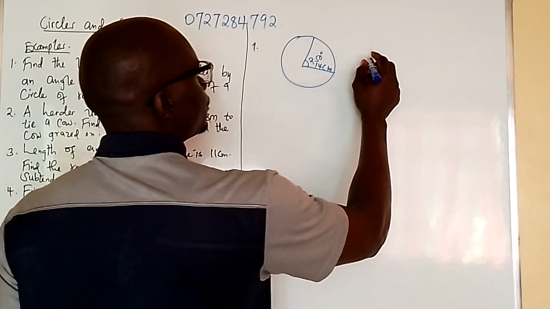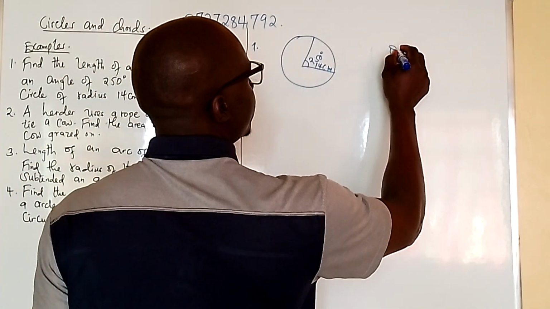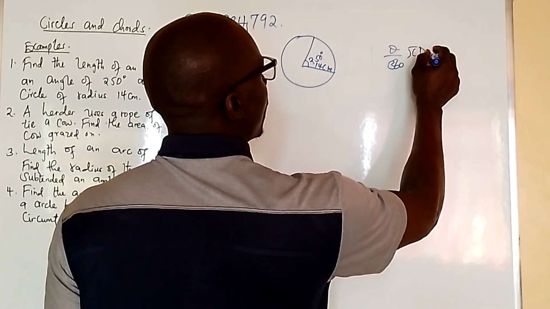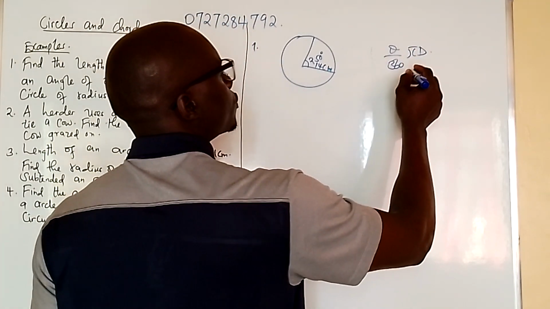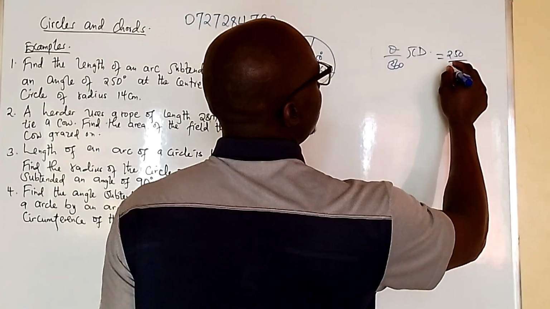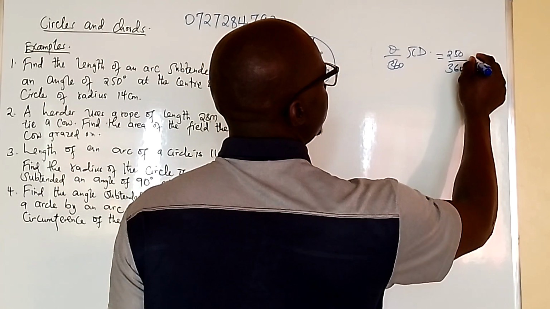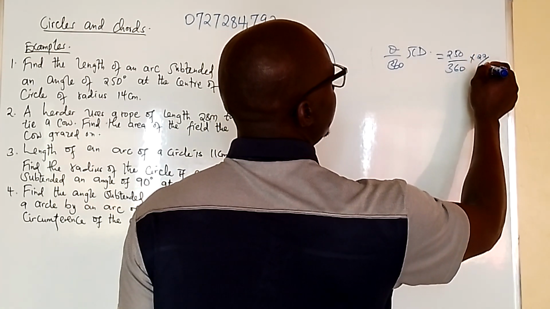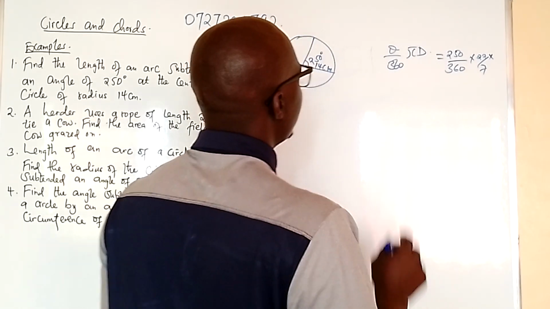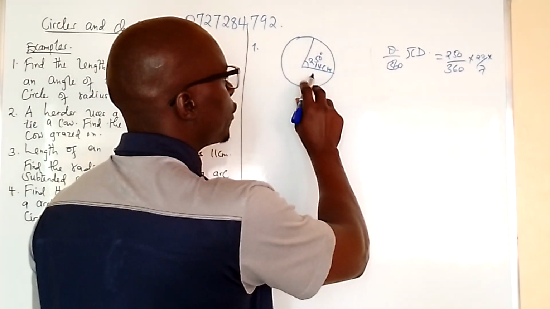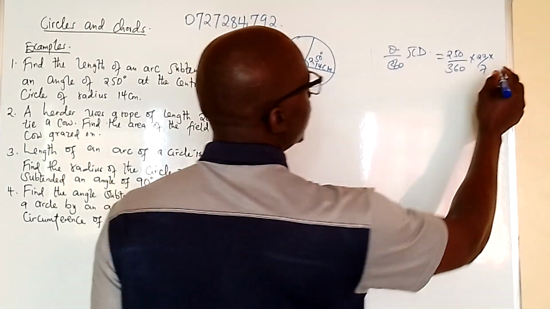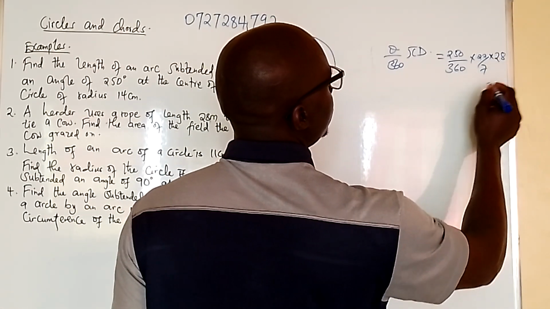The formula is theta over 360 pi d. Therefore, our theta is 250 over 360 times 22 over 7 times, what is the diameter? 28. Because our radius is 14. So 2 radius makes the diameter 28.